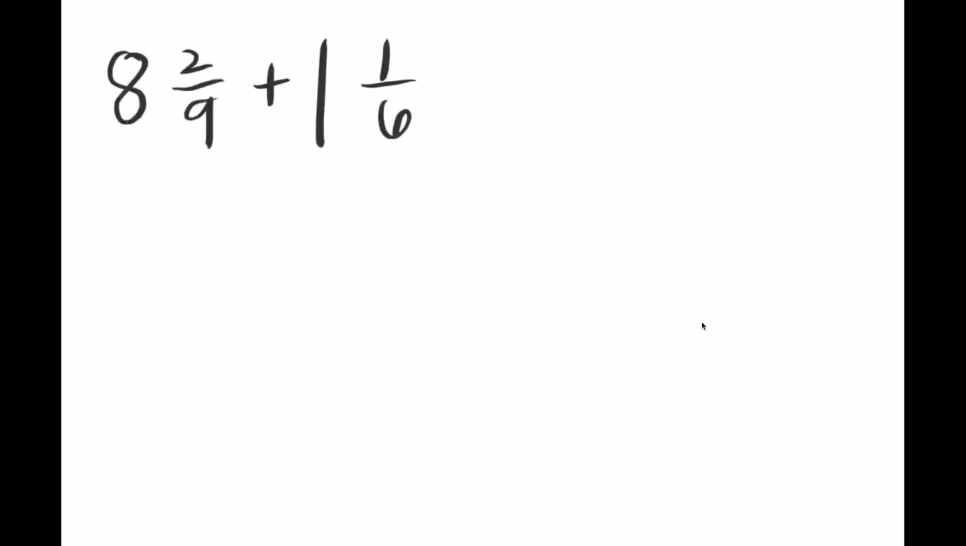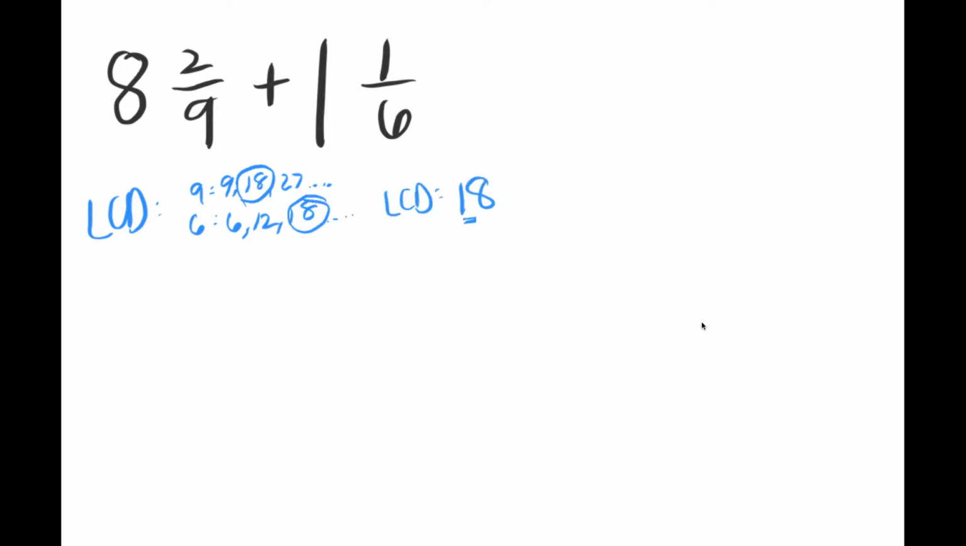Okay, let's work on this next problem. So step 1, find your LCD. The LCD of 9 and 6 is 18. The multiples of 9 are 9, 18, 27, so on. And 6 is 6, 12, 18, go on. But the lowest common denominator, or the lowest number that they have in common, is 18. So that means we want our denominator to be 18.